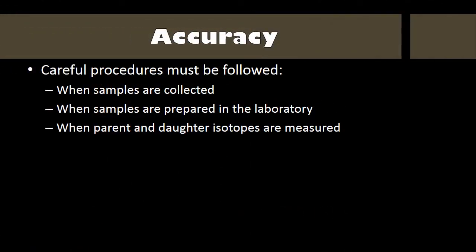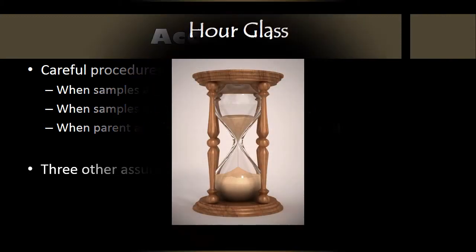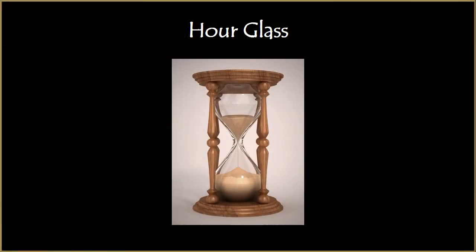In order for radiometric dating to be accurate, careful procedures must be followed when samples are collected, when samples are prepared in the laboratory, and when parent and daughter isotopes are measured. In addition, at least 3 other assumptions must be true. To help us understand those assumptions, it may be helpful to look at another analogy sometimes used to illustrate radioactive decay.